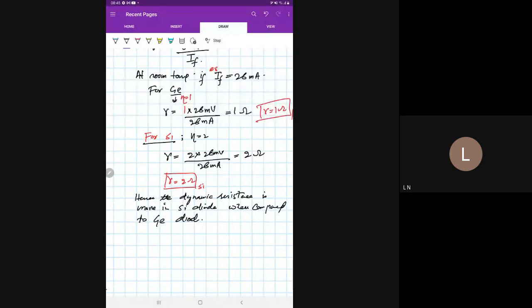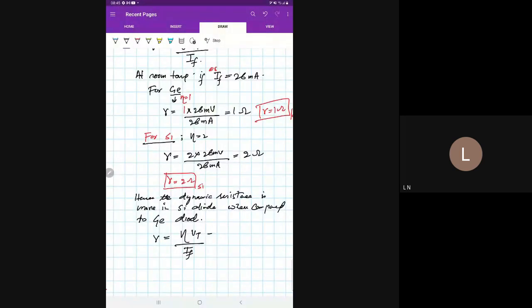In general, this dynamic resistance is given as eta Vt by I_F, which is equal to eta Boltzmann's constant T divided by q I_F, in ohms.